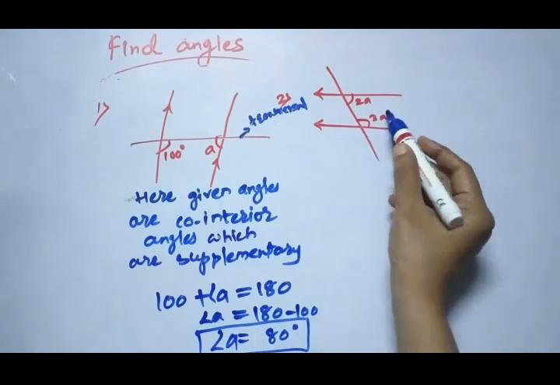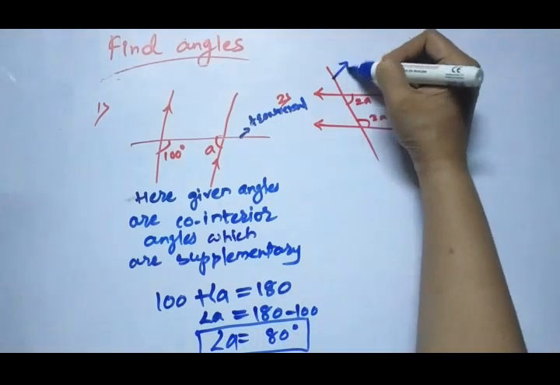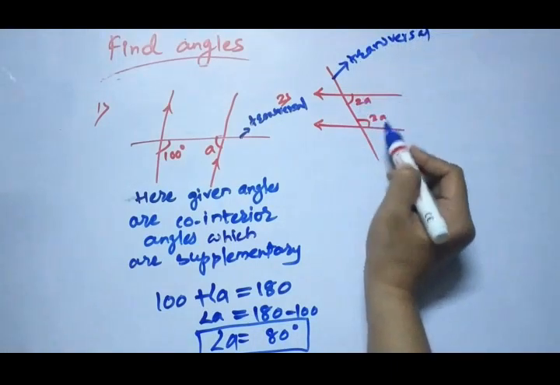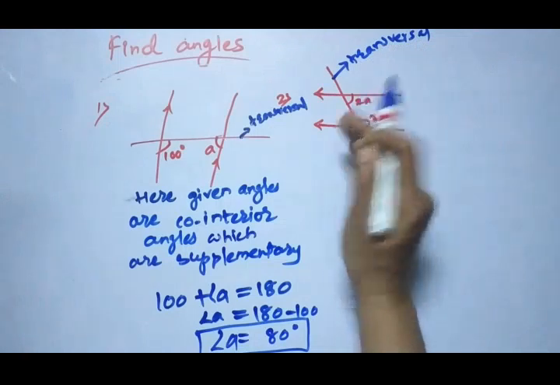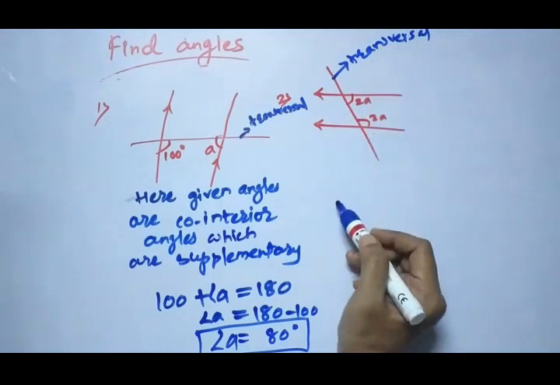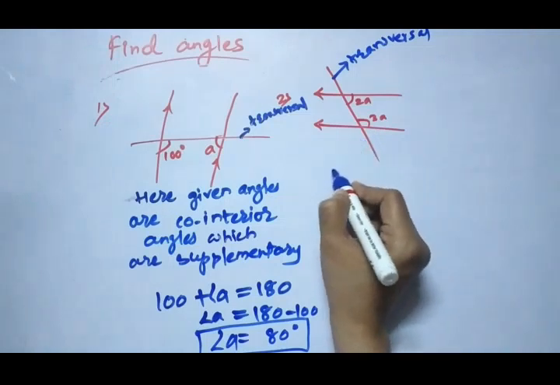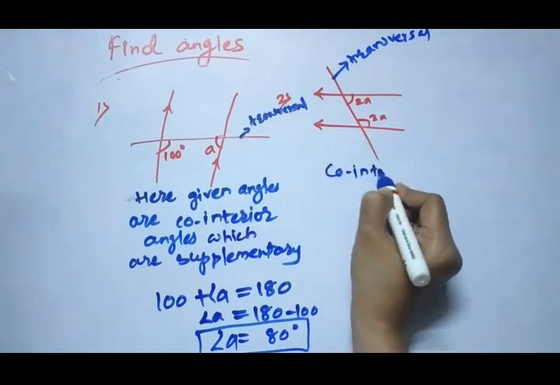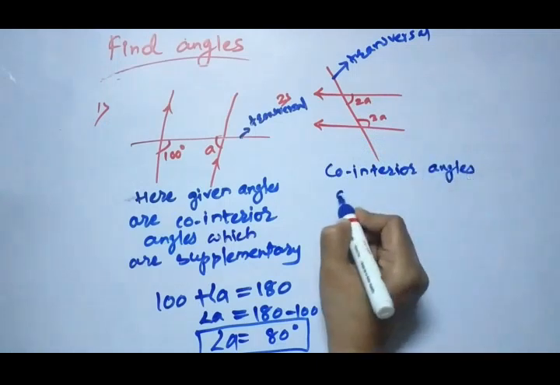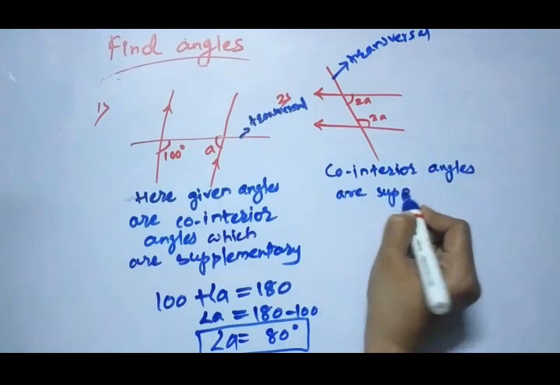Again here you can see these two angles, and this is a transversal line. These angles are in between the parallel lines on the same side of the transversal. So here both the angles are again co-interior angles. Because co-interior angles are supplementary, you can write down here: co-interior angles are supplementary.